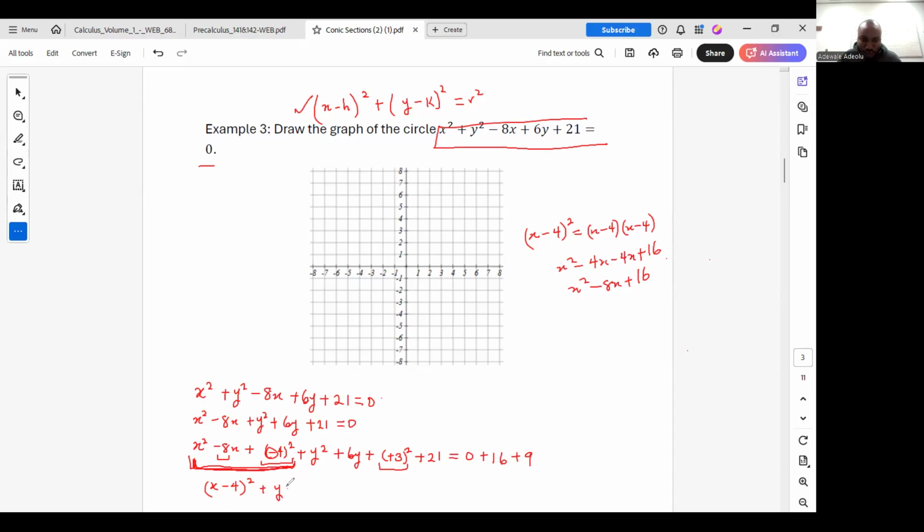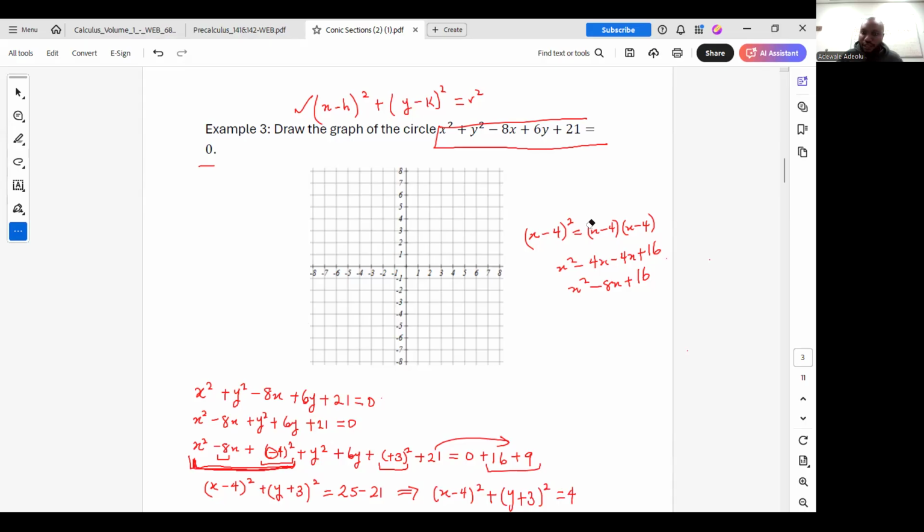So that is y plus 3 all squared equals, this is 25. Then you can bring this to the other side. So that is minus 21, 25 minus 21. And that implies that we have x minus 4 all squared plus y plus 3 all squared equals 4.